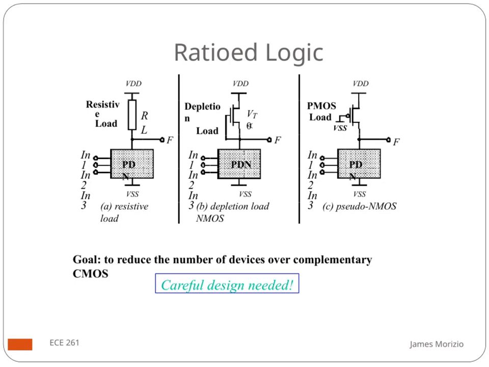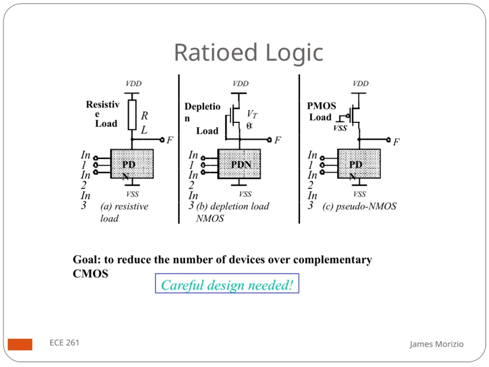Here we're looking at ratioed logic circuits, which are a key concept in digital design. The main goal here is to reduce the number of devices compared to traditional complementary CMOS technology. This means using fewer transistors, which can save space and potentially power, but it requires careful design to make sure the circuit functions reliably. In ratioed logic, the output depends on the relative strength or ratio of different transistors, rather than having fully complementary pull-up and pull-down networks.